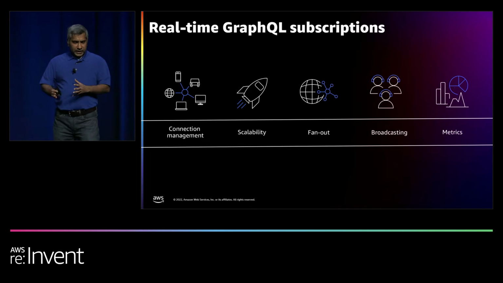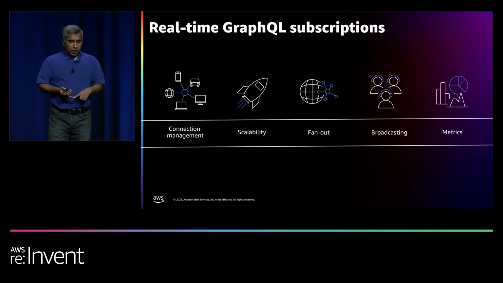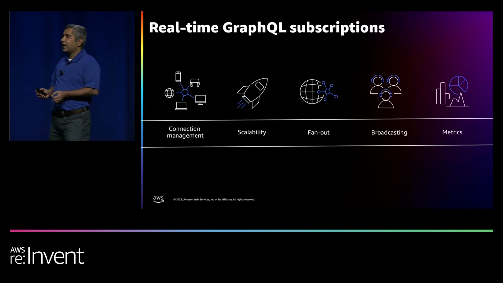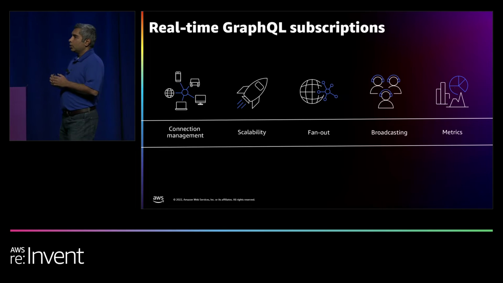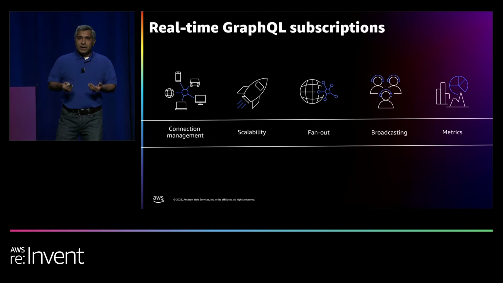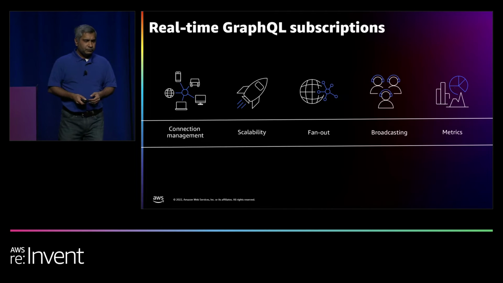So wrapping up the real time with AppSync, the connection management, the scalability, fan out, broadcasting, everything is managed for you by AppSync. You don't have to manage any pub sub server, no connection management, no servers to worry about. And the metrics like connected clients, active subscription, message size, status, error, all those things are delivered to CloudWatch automatically.